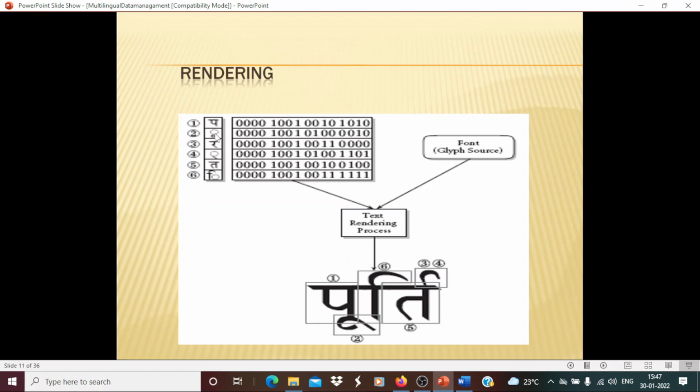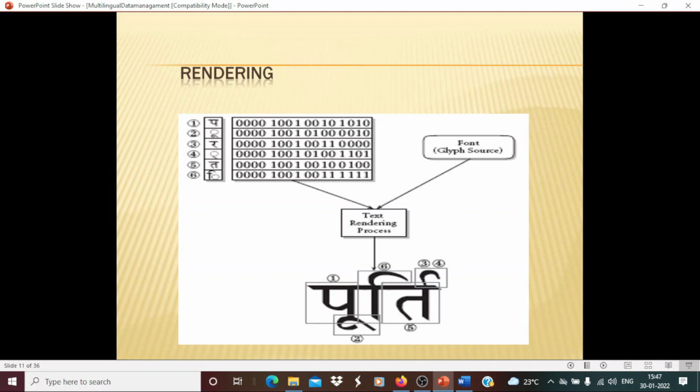So these six different characters are combined with each other, and these glyphs can be generated. So this is a consonant-vowel integration. This is a consonant-vowel complex integration. So one, two, three, four, five, six, this is how they are combined and give this particular glyph.